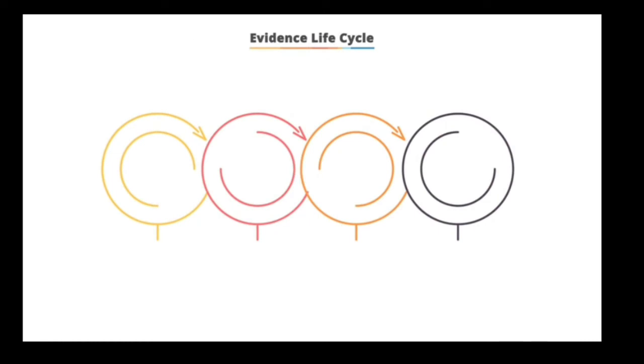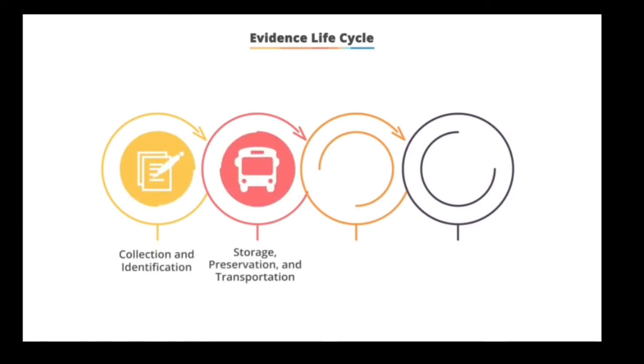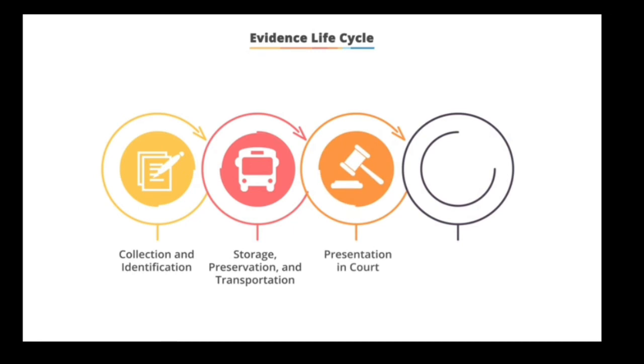Chain of digital evidence are very important parts of digital investigation process. We're looking at collection and identification. From there, we go to storage, preservation, and transportation. All of these are critically monitored. From there, it goes to the presentation in court. And finally, the return of evidence to its owner.